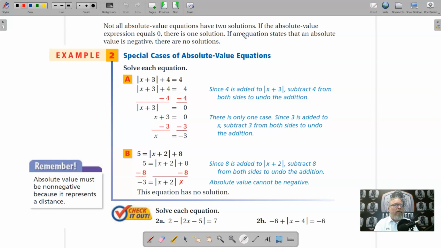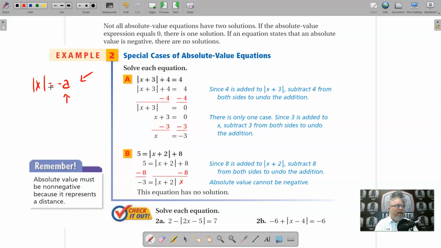The portion where it says that if an equation states that an absolute value is negative, that there's no solution, that's because it is impossible to have the absolute value of x equal some negative value. We'll just say negative a. This you cannot do. There's not a solution. There's no value of x that we could find that would produce for us a negative distance, because remember, absolute value is all about distance.